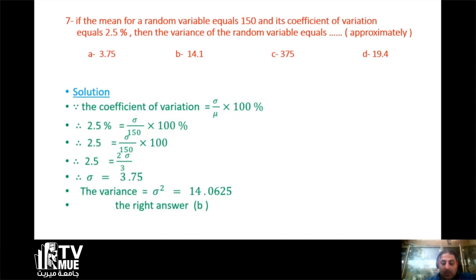The next question: a discrete random variable has a probability distribution given by the table, f of x: 0.4, a, 0.1, 0.1, 0.1. Find the value of a, and the mean and standard deviation. We have that the sum of all the probabilities equals 1. So 0.4 plus a plus 0.1 plus 0.1 plus 0.1 equals 1, and the value of a is 0.3.